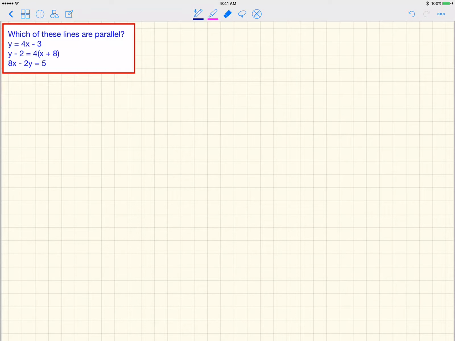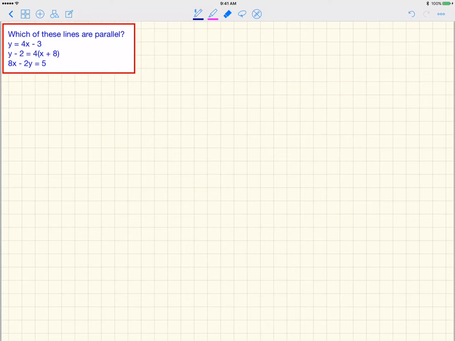All right, so hopefully you tried to work these out. Let's go through the discussion here then. I see that I have three linear equations. I have three linear equations in three different forms. So what do we have here?